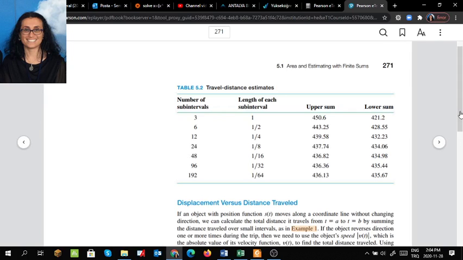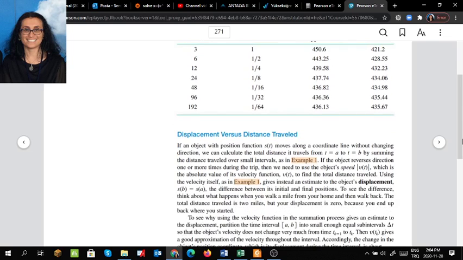Let's see what else we have. Okay, this is an application to travel distance estimates. If you increase the number of subintervals, or in other words, the number of rectangles that you use to estimate under the graph, then each time the length of the subinterval is going to change, because more rectangles means the length of the subinterval is going to be smaller and smaller. And the upper sum and lower sum, as you will see, when you have 192 rectangles, they are very close to each other. So we are going to see that too.